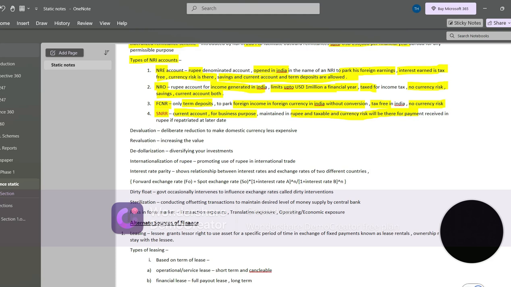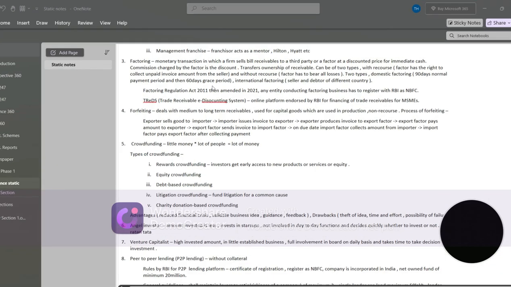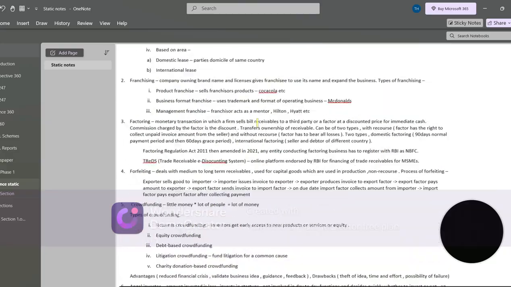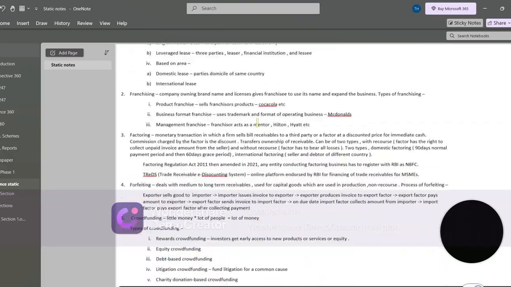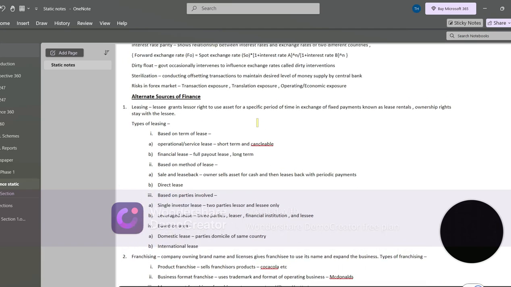Also, finally, there are some risks in foreign markets. These are transaction exposure, translation exposure, operating and economic exposure. These are understandable, so I will be moving on to alternate sources of finance. Now, this is just a very small chapter.